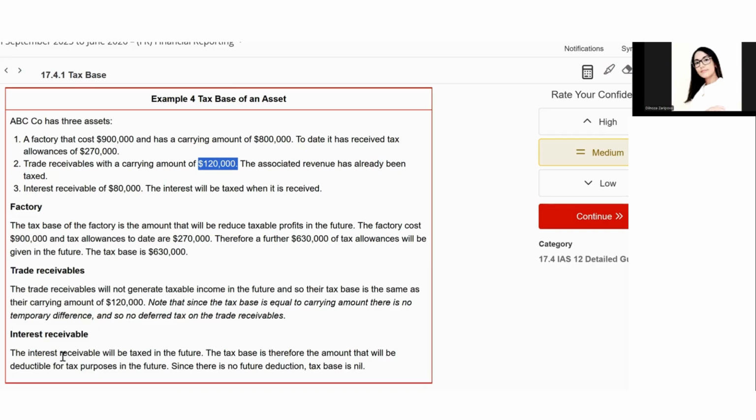Interest receivable. The interest receivable will be taxed in the future. The tax base is therefore the amount that will be deductible for tax purposes in the future. Since there is no future deduction, tax base is 0, right? Here, interest will be taxed when it's received, right? So for now, this interest receivable is not tax base, so tax base is 0, right? When it happens in the future, when it's received, then it will be taxable.